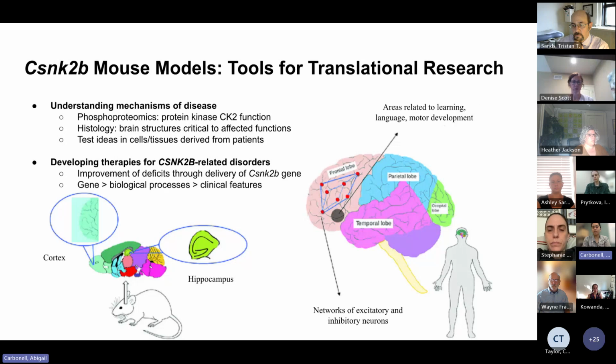The hippocampus is where seizures also affect and can be generated from. And also important for learning and memory. These are areas that we can get to studying in mice in ways we can't do in humans.